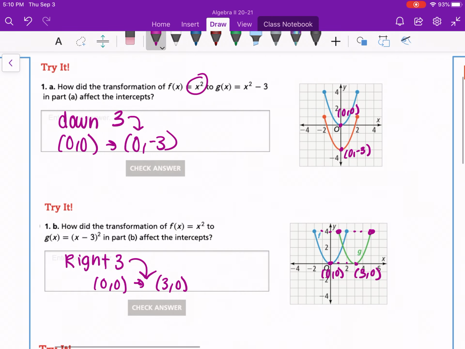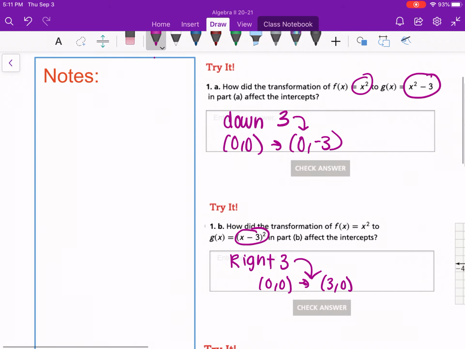Before I teach you the big mega rule that's going to help you solve every problem, what's the difference between x squared minus 3 and x minus 3 squared? What does that location of the 3 have to do with the transformation, and how were they different? When it was x squared minus 3, the graph went down, but when it was x minus 3 squared, it went to the right. I'm going to teach you the big master rule.